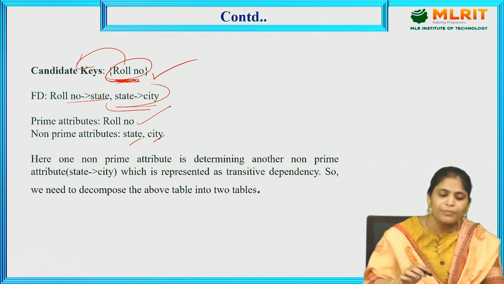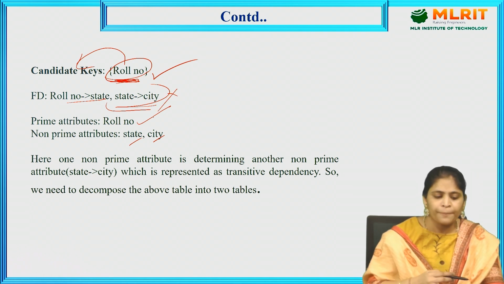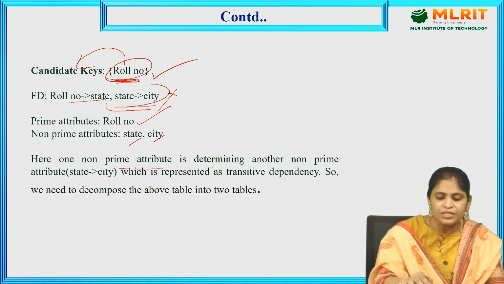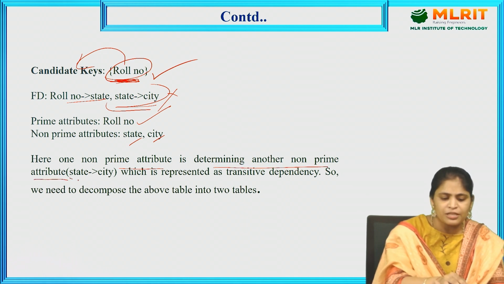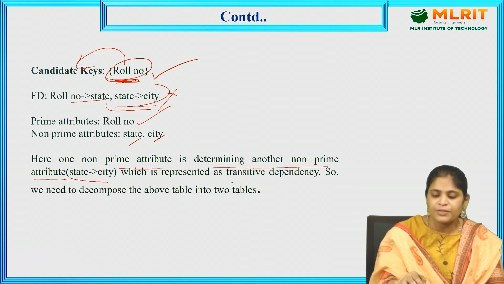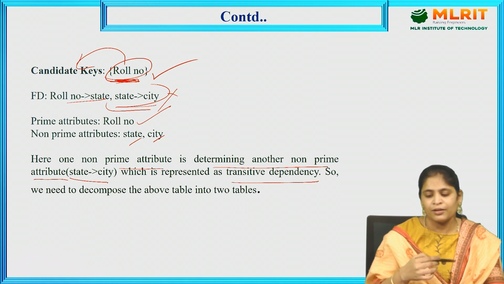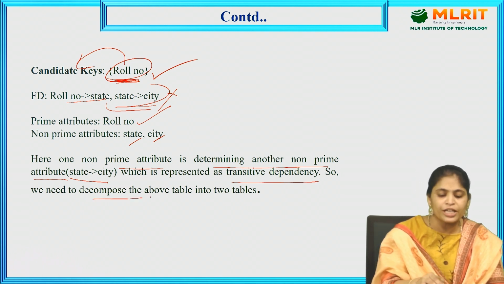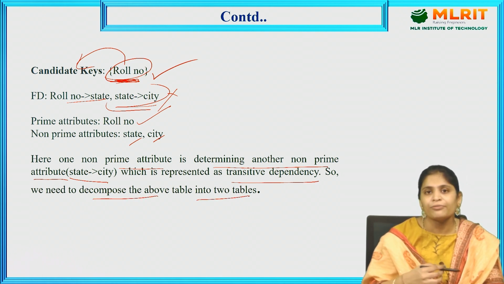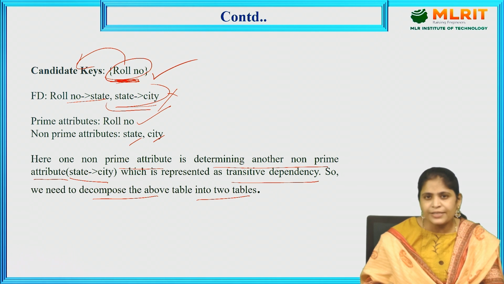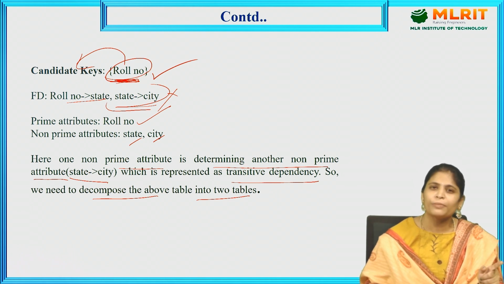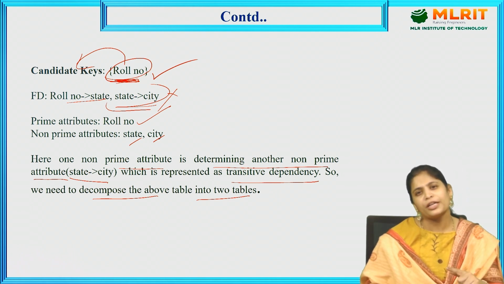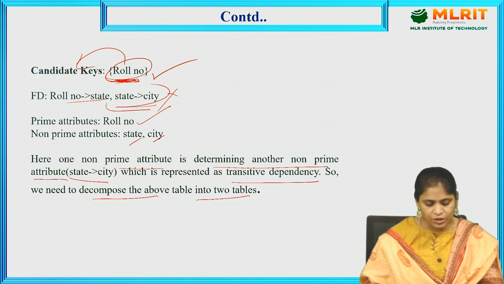That is why we must remove this one. Okay, so here one non-prime attribute is determining another non-prime attribute, that is, state derives city, which is represented by transitive dependency. So we need to decompose the above table into two tables. How can we decompose? As I told you, roll number determines city and roll number determines state. That is the solution here.